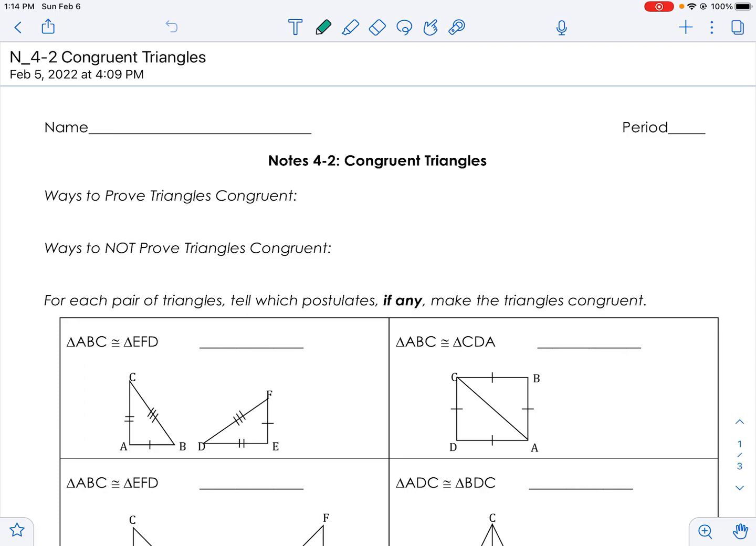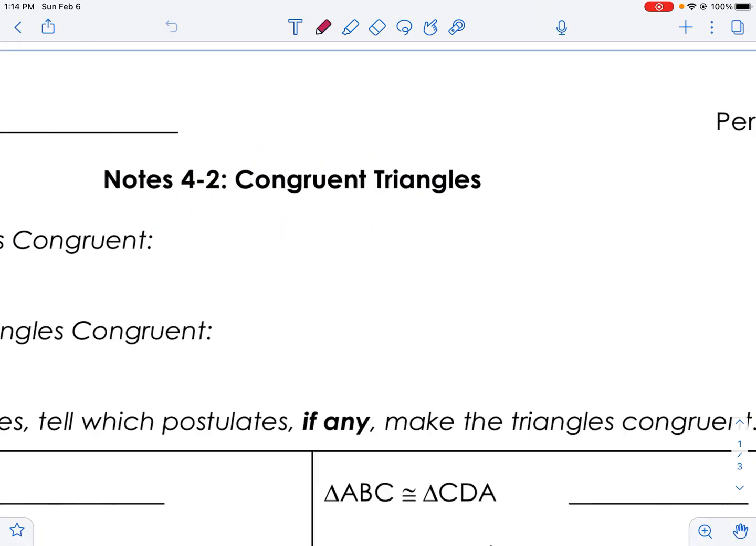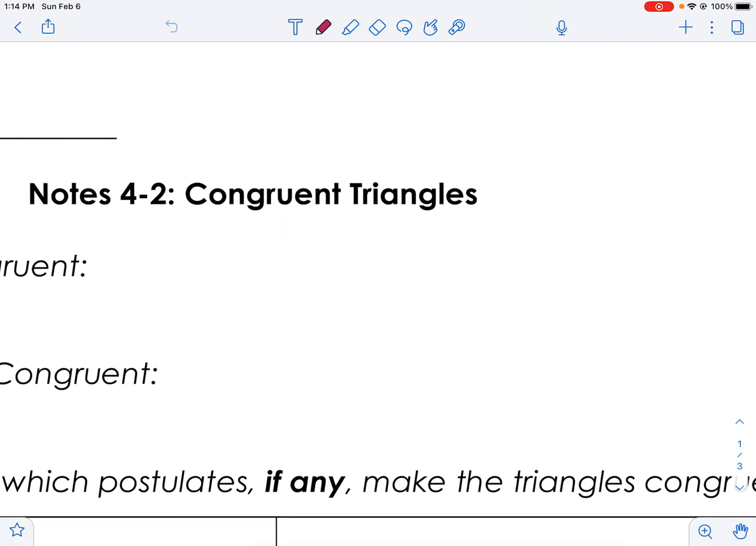Today we're going to look at congruent triangles and more specifically how to prove that we have congruent triangles. So we're going to talk about what's the bare minimum that you need to prove that your triangles are congruent.